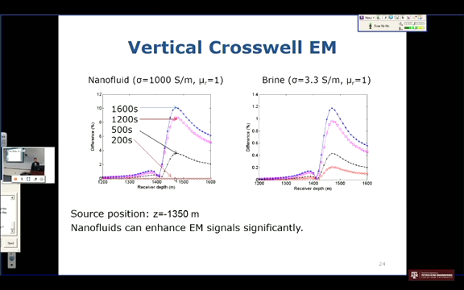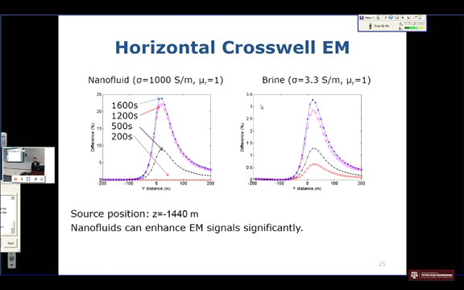At early time, actually we don't see any difference. But as time goes on and the water saturation goes up, we see a significant difference of the electromagnetic responses for the nanofluid case and brine case. Here is a 10% difference, and here is a 1.2 difference.